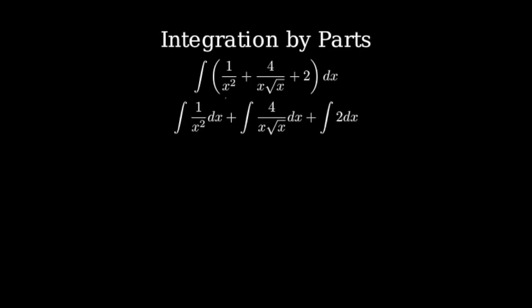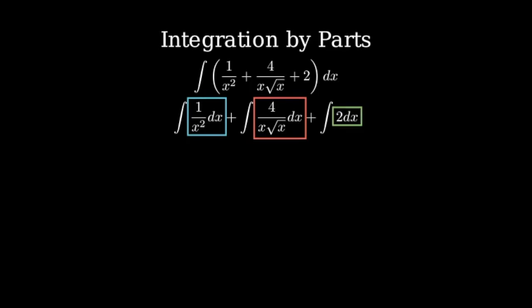Let's solve this integration problem step by step. We need to integrate the sum of three terms: 1 over x squared, plus 4 over x times the square root of x, plus 2. Let's break this down into three separate integrals and solve each one individually.